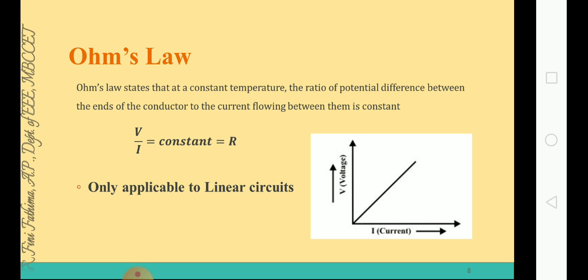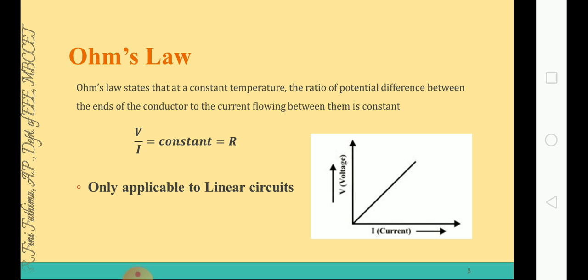Or we can say, in a circuit, if we are taking the voltage and current, if the current is held constant, an increase in voltage results in an increase in resistance. So, in short, Ohm's law gives the relation between the voltage across a conductor or a component and the current flowing through the circuit.